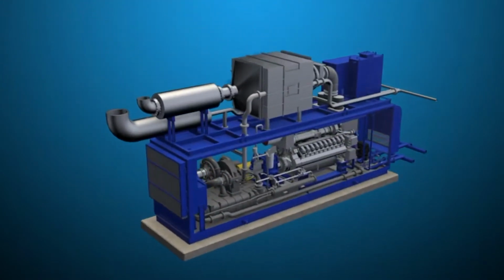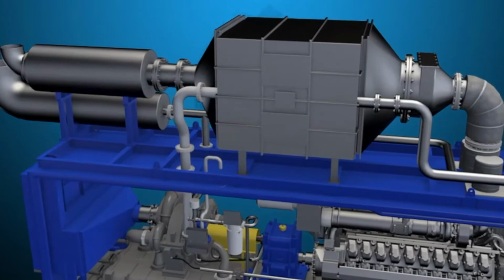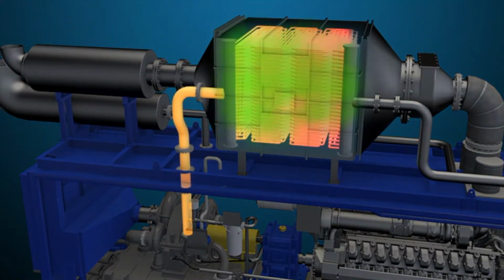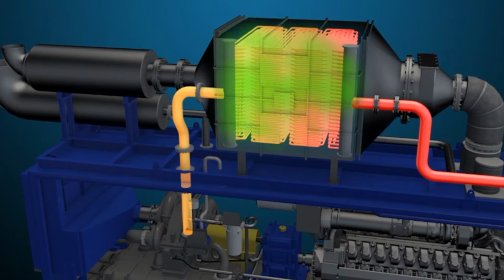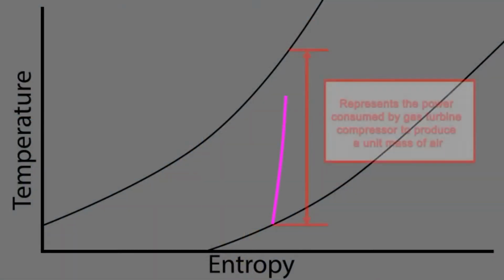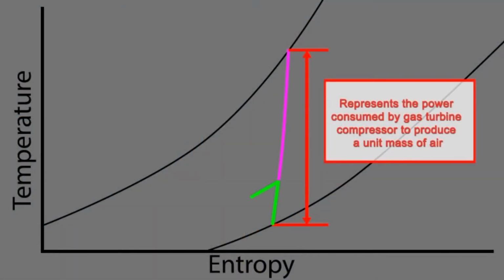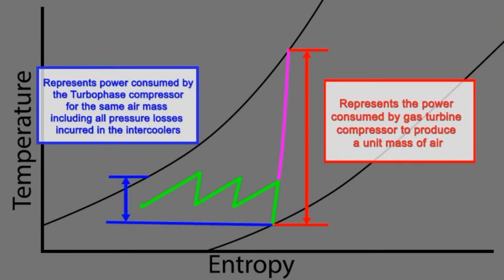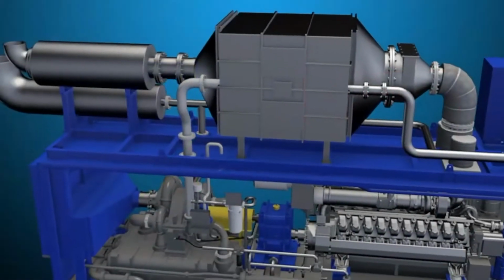After the final stage of compression, the compressed air flows directly into the recuperator, a heat exchanger which transfers the waste heat of the reciprocating engine exhaust into the compressed air. The Turbophase module has now generated air at gas turbine compressor discharge pressure and temperature about 30 to 40% more efficiently than the gas turbine itself.